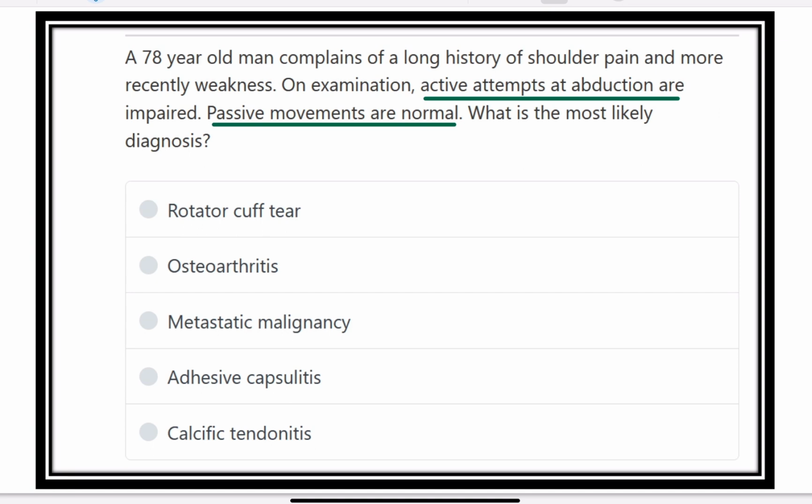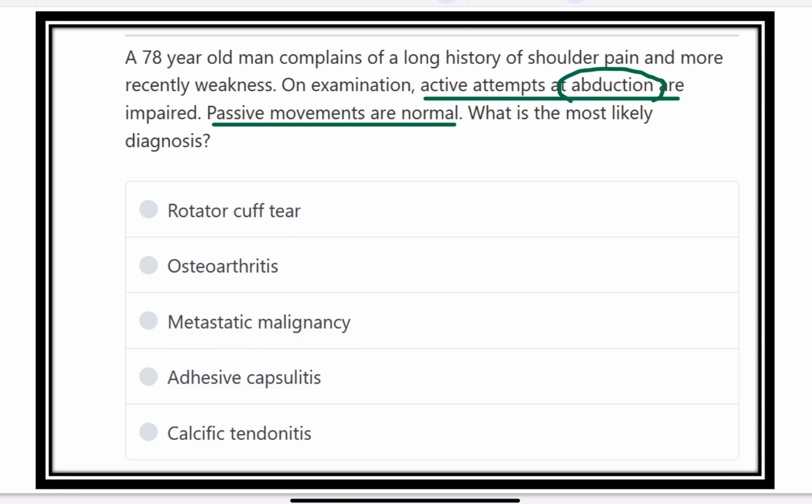That means in case of shoulder abduction, the active movement is lost. So what causes the active movement? We will have to find out. Here are the options: rotator cuff tear, osteoarthritis, metastatic malignancy, adhesive capsulitis, calcific tendinitis.